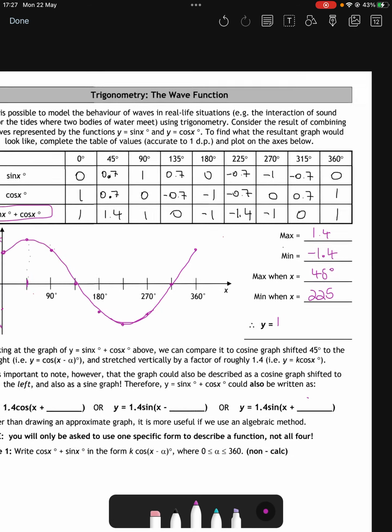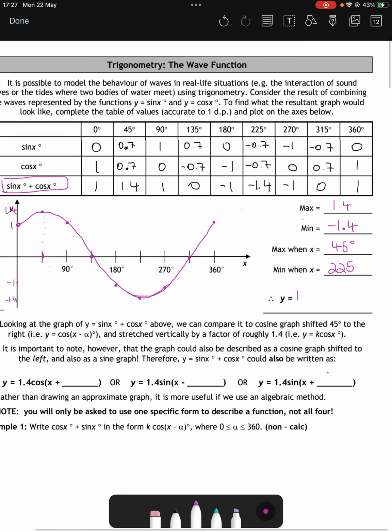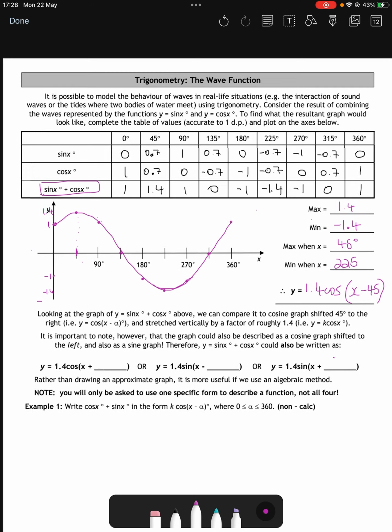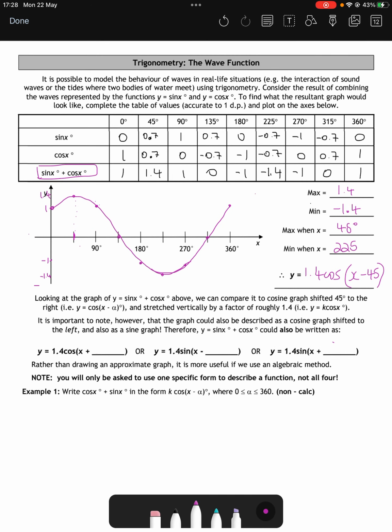So what we can do is think, well, how could we represent this? Well, it will be 1.4, because that's how much it should be multiplied by, cos. Now we know that cos normally starts at 0 and now starts at 45. So x minus 45. So that is one way to represent it. Now, depending on how you interpret it though, it could also be designed as a cos graph that's been shifted backwards, or it could be interpreted obviously as a sine graph.